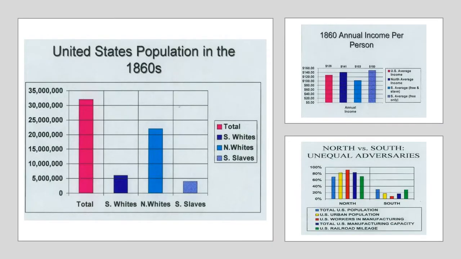Take a look at the three graphs. You will notice that the North has a decided advantage in manpower, money, manufacturing, and railroads as the Civil War begins.